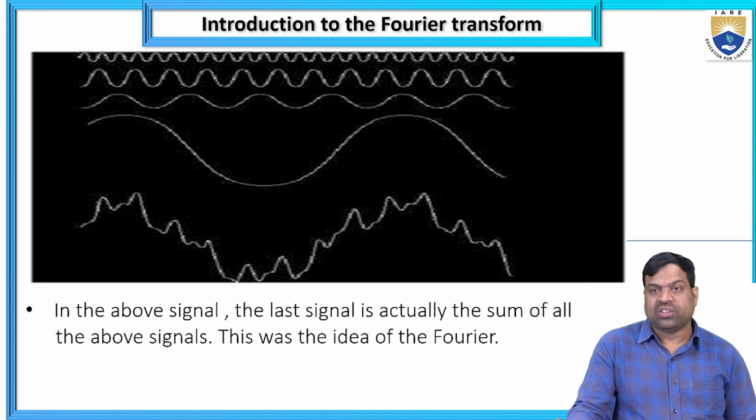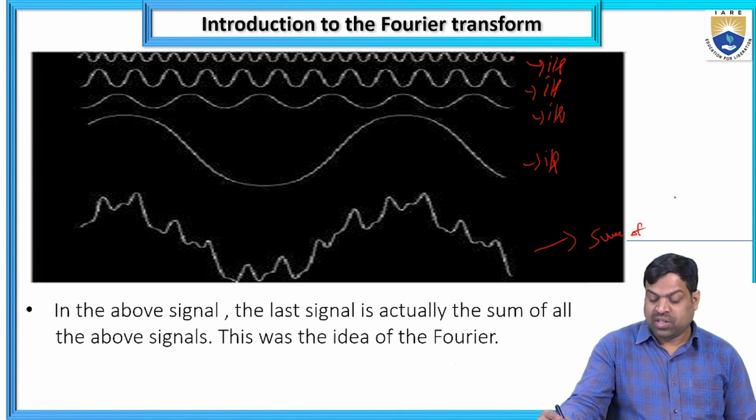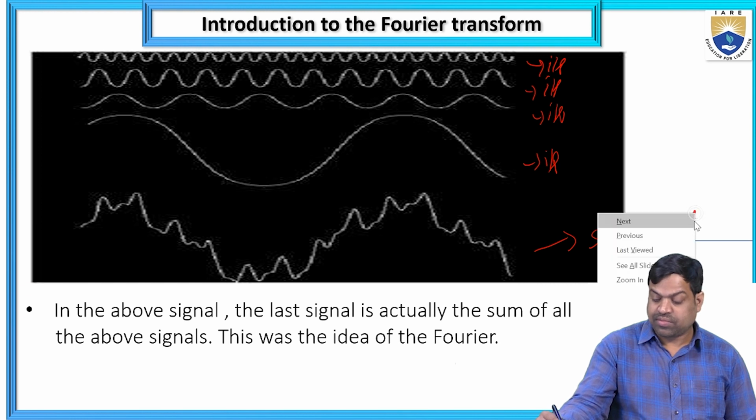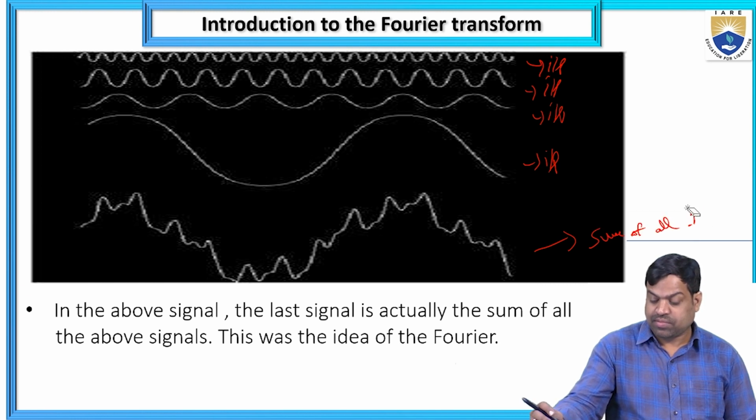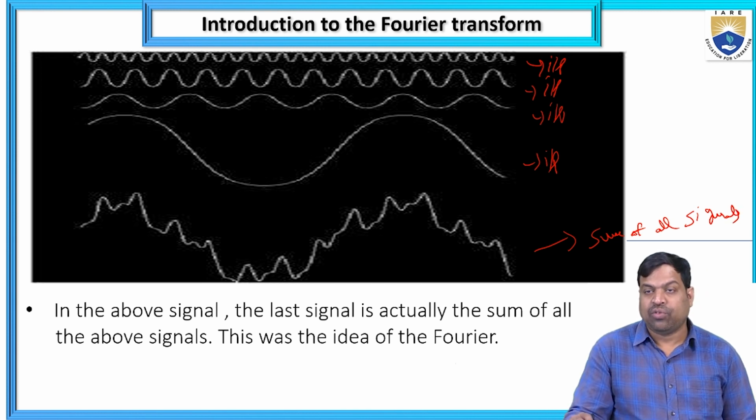So in the above signals, the last signal is actually the sum of all the above signals. This was the idea of the Fourier transform. These are the input images with different waveforms, and here is the sum of all signals. That is the advantage of the Fourier series.